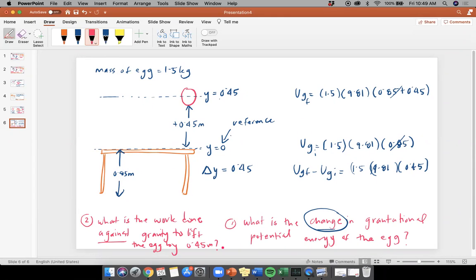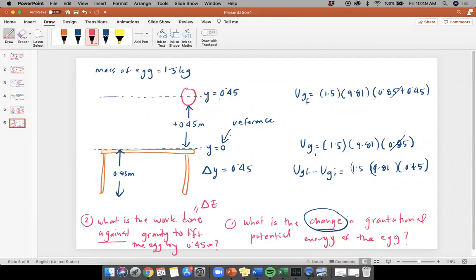What does it mean? Work done opposite. It's negative. What is negative? The work done. The work done is negative. If I'm asking you what is the work done by gravity to lift the egg, then yes, work done is negative because gravity is going down, but the displacement is going up. But now I'm asking you what is the work done against gravity?